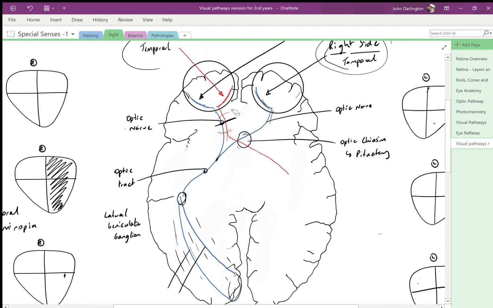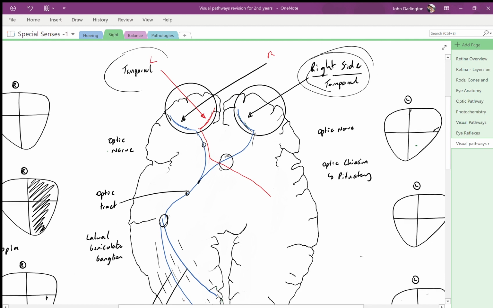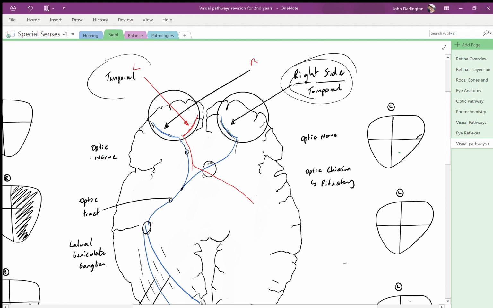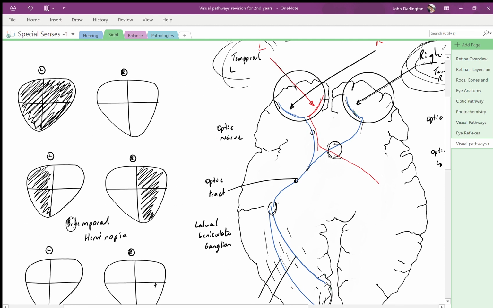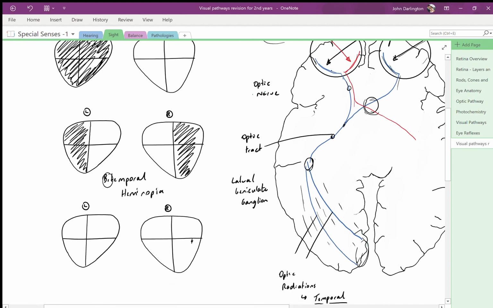So let's just clear this up a wee bit because it's a bit messy, and hopefully you can see it just a little bit better. I'm just going to rub these out. There we go. So your information coming in from this side and crossing over is taken out, and your information coming from this side and crossing over is taken out here, and as a result your peripheral vision is disrupted. And of course both sides are called temporal, so this is your left temporal and this is your right temporal, and so therefore it's both sides, which is bitemporal hemianopia, disruption of vision.